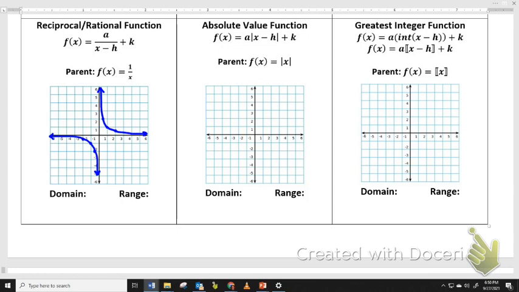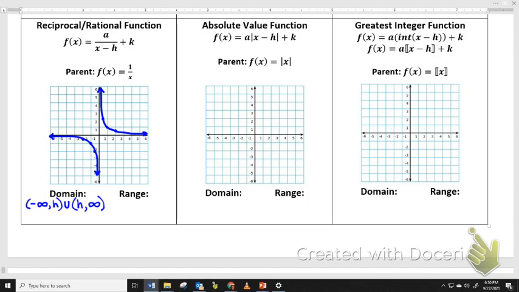Domain for my parent function is going to go anything negative all the way until I get up to the y-axis, and then it picks up again on the other side of the y-axis, and it continues on forever to the right. So on my domain, it's going to be negative infinity all the way up to my h value. I have to leave my h value out, and then it's going to be a union picking up on the other side of my h value that gets left out, and it goes on to infinity.